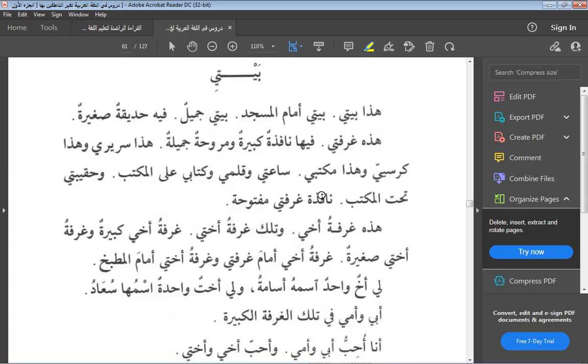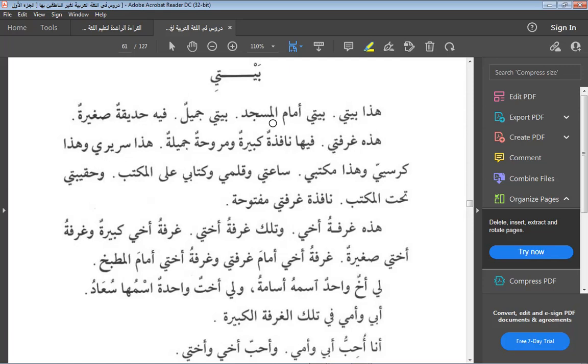Jamil. So he says, هذا بيتي, this is my house. بيتي أمام. You see words like أمام, بعد, وراء, خلف. When they come like that as adverbs of place, they end with fatha. So you say baiti amama, you don't say baiti amami or baiti amamu. Baiti amama al-masjidi, my house is in front of the masjid.